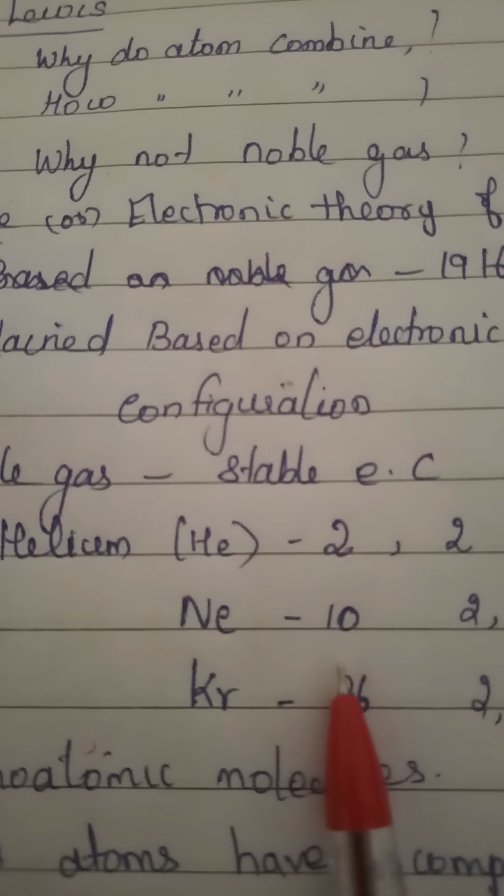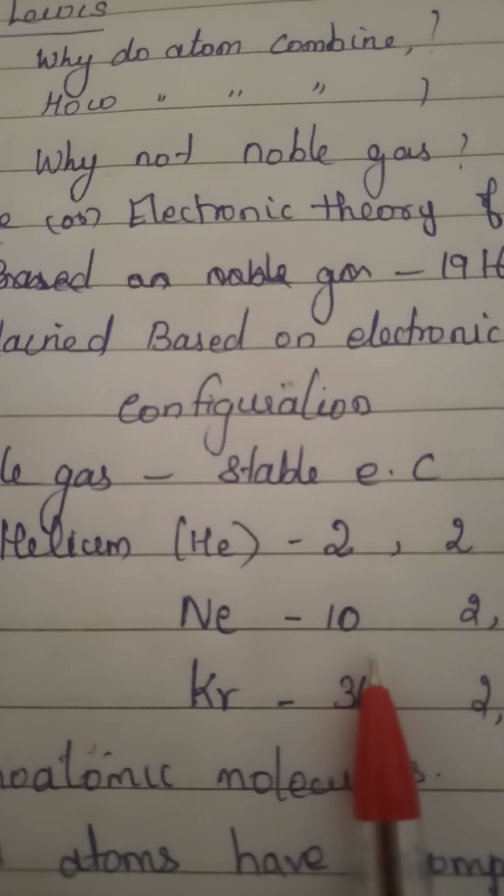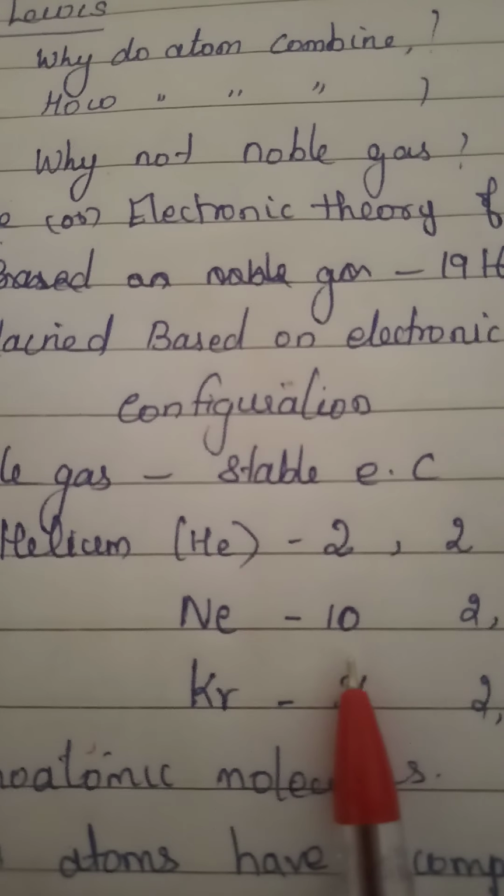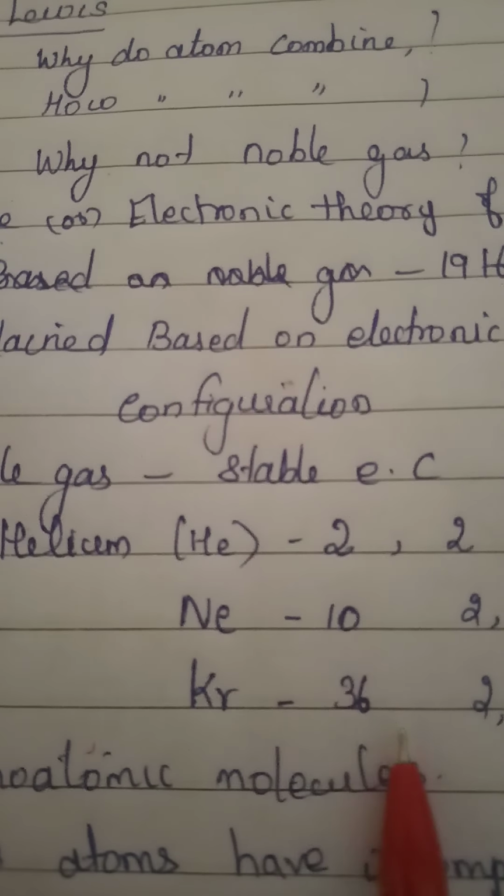So Kossel and Lewis understood from this that if an atom has 8 electrons in the outer shell, that atom is said to be stable and will never take part in chemical reactions. They never lose electrons, they never gain electrons. So their valency will always be 0. This is the reason why the noble gas does not take part in chemical reactions. So they do not form any bond and they are independent.